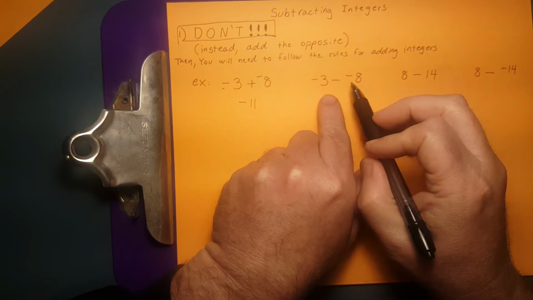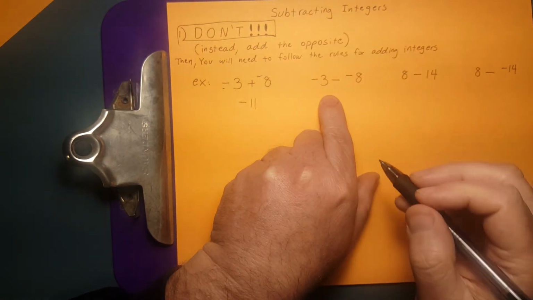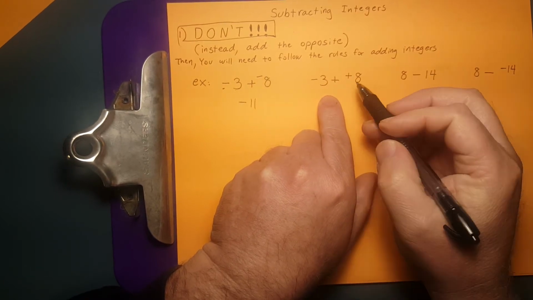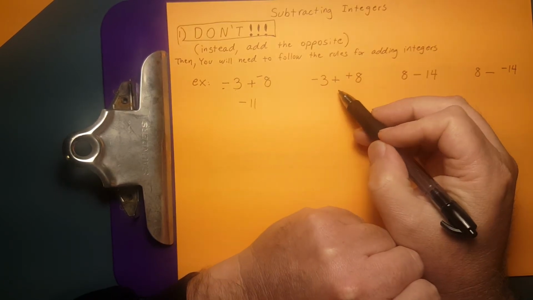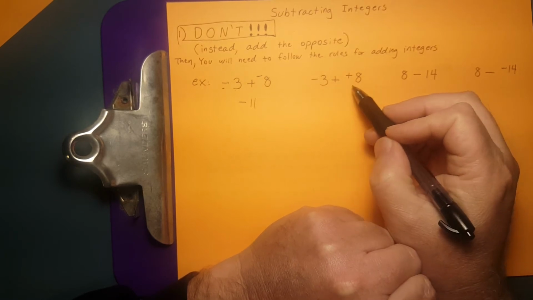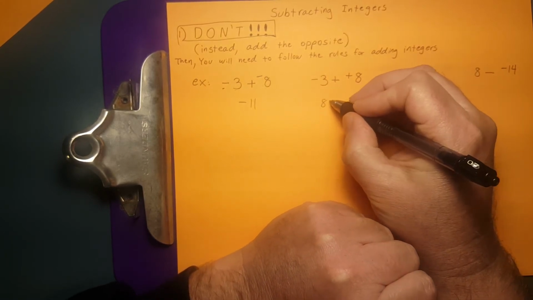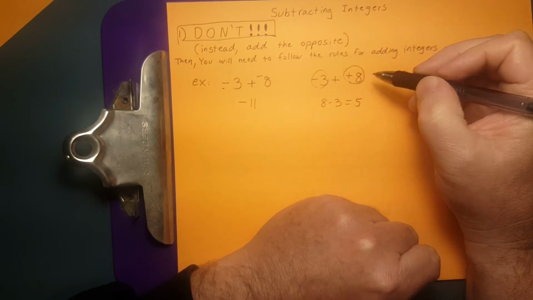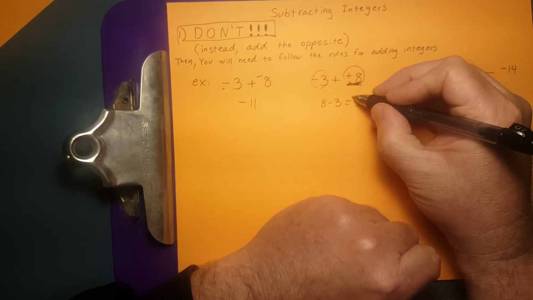Subtracting negative 3 minus negative 8. Don't. Instead, add the opposite. So now I'm adding integers with unlike signs, so I find the difference. 8 minus 3 is 5. Which one of these is furthest from 0? This one is. So I use the positive sign.